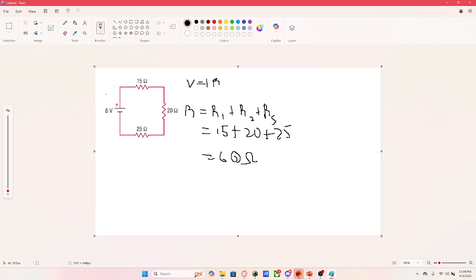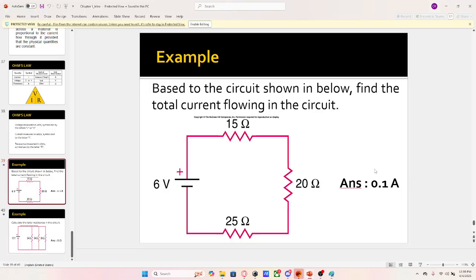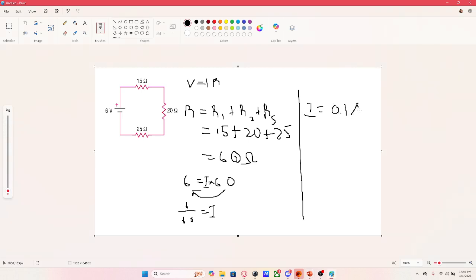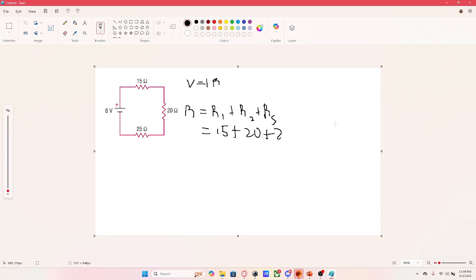Now that we know the total value of resistor is 60, we have the value for volts. So we get 6 equal to current times 60. So 60 will move over there. We get 6 over 60 equal to I. By using a calculator, you get I equals 0.1 amperes. So that is how you would find the answer for current. That is for example number 1.